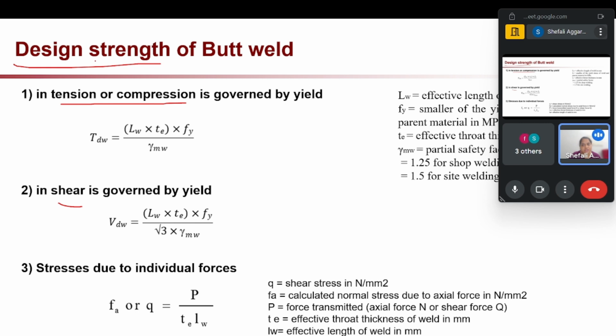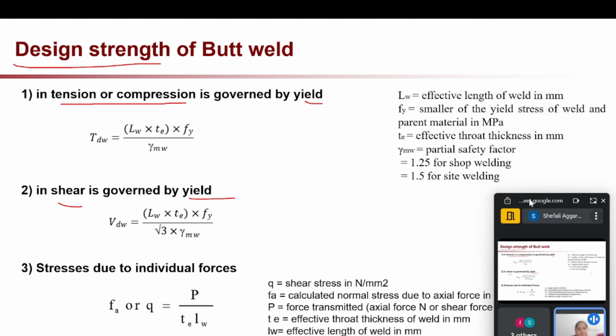The design strength is governed by the yield point. Okay, it is not governed by the ultimate point, it is governed by the yield point. So in tension or compression, our design strength is given by Lw into Te into Fy divided by gamma Mw. So what are the different terms here? Lw is the effective length of weld, Fy is the yield stress of weld, and Te will be the effective throat thickness. Gamma Mw will be the partial safety factor.